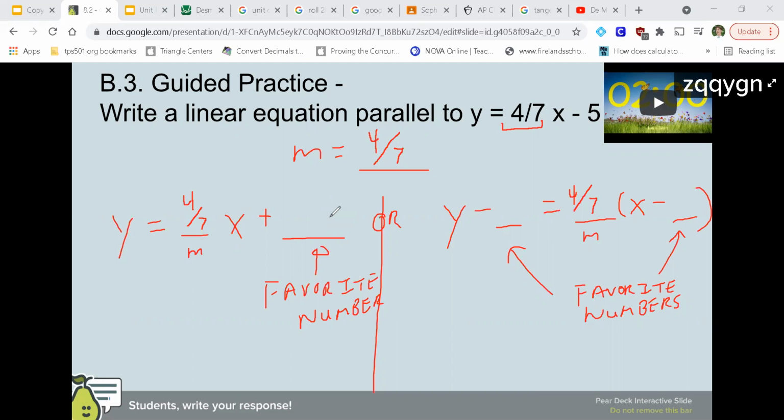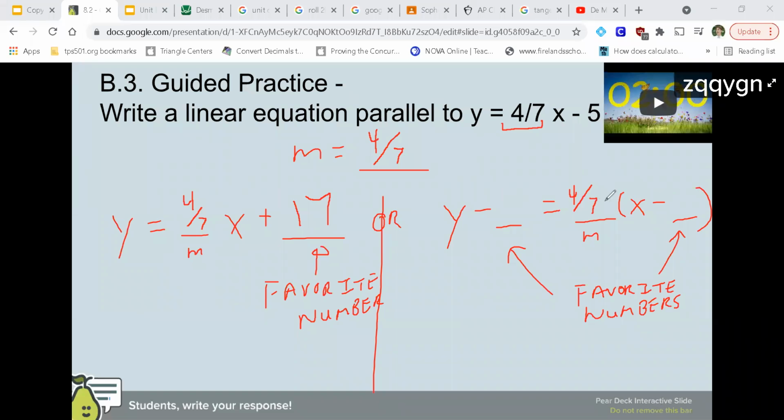Why? What happens if I put -5 here? It's the same as the other one, right? And then that means they do intersect. In fact, they're the same line. They intersect an infinite number of times, and parallel lines can't intersect. So no, it could be any number but -5. So what's your favorite number? 17. Perfect.